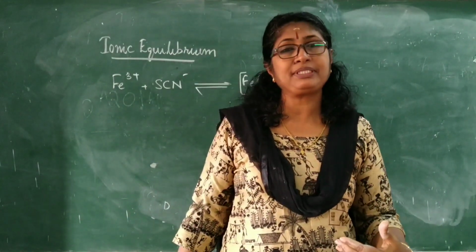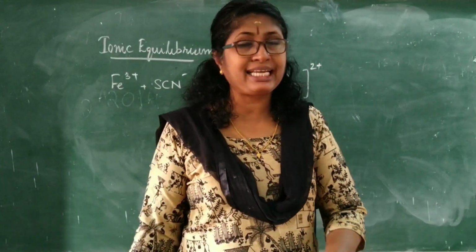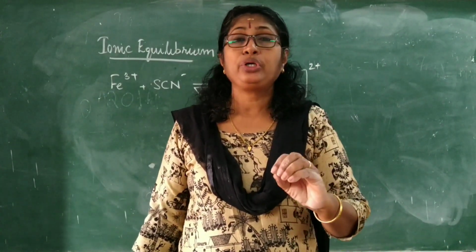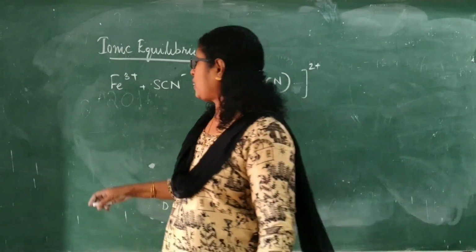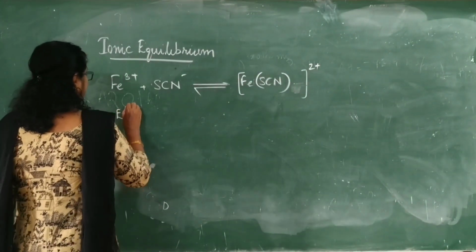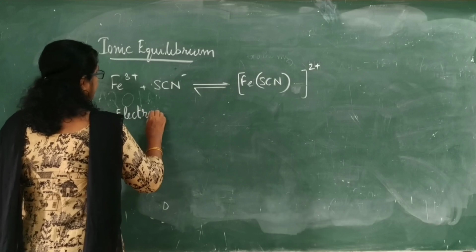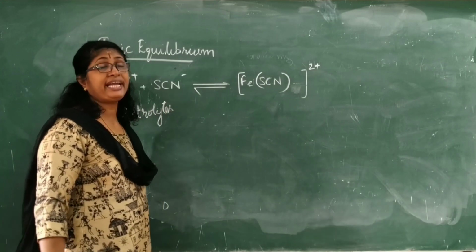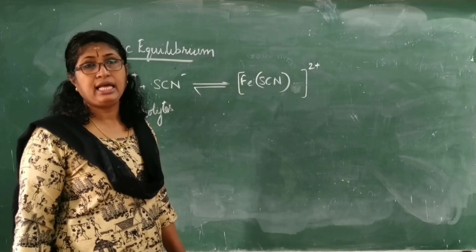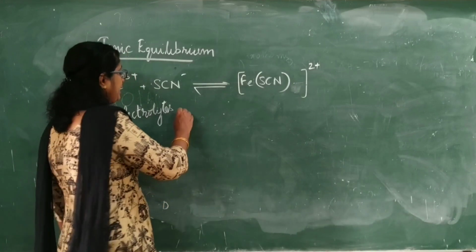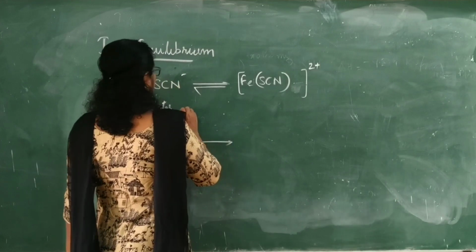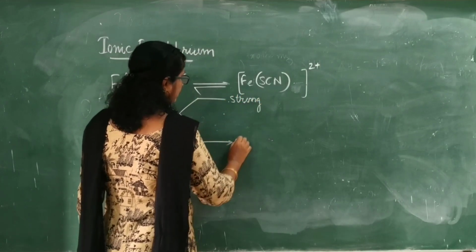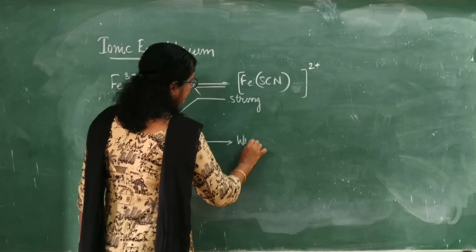Now certain substances, when you dissolve in water, completely dissociate, or dissociate into ions. Such substances are called electrolytes. So electrolytes are substances which dissociate or ionize in aqueous solution. And electrolytes are of two types: strong electrolytes and weak electrolytes.